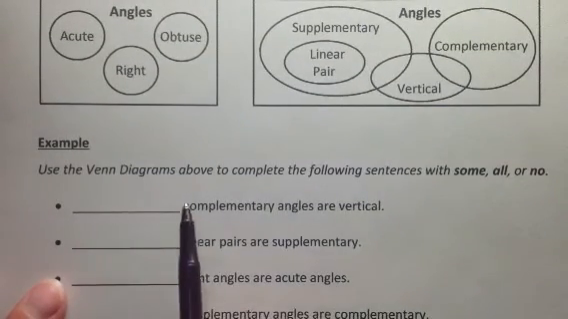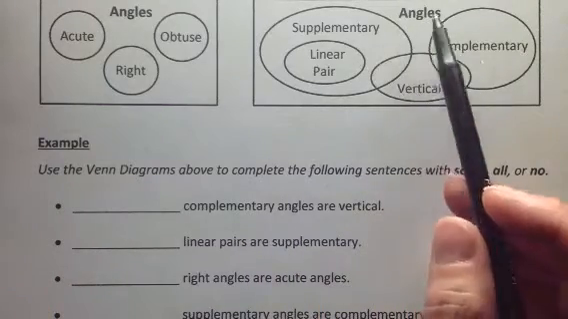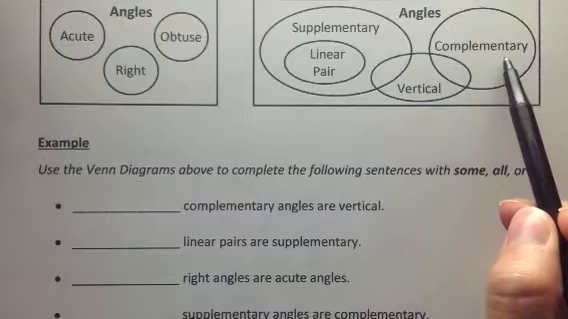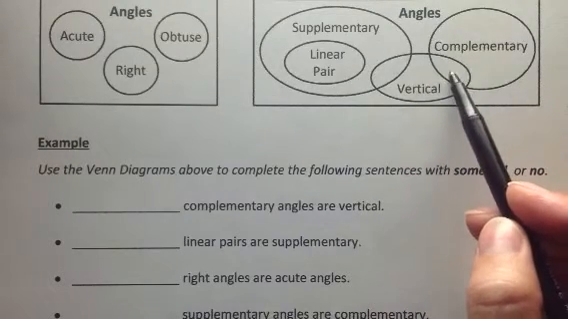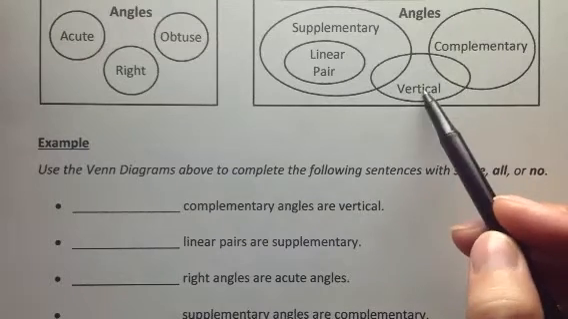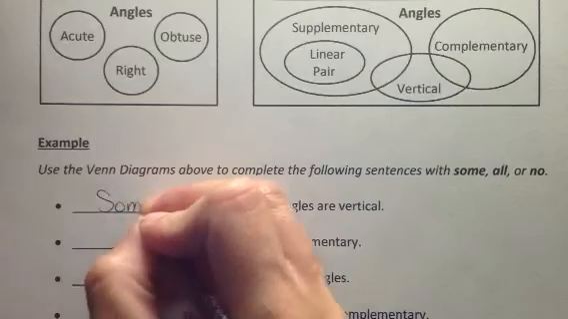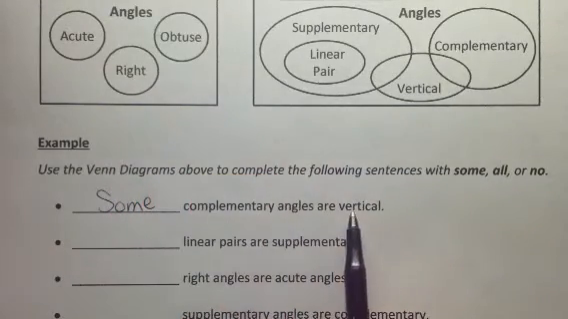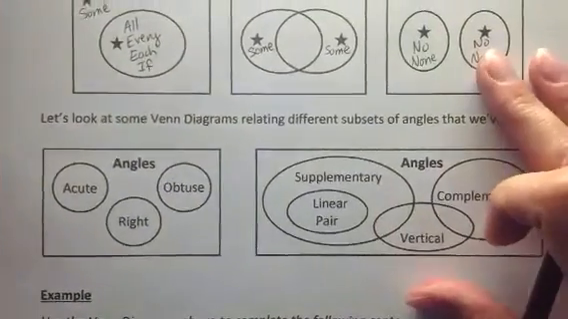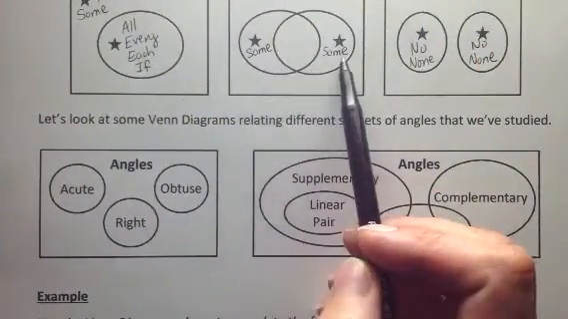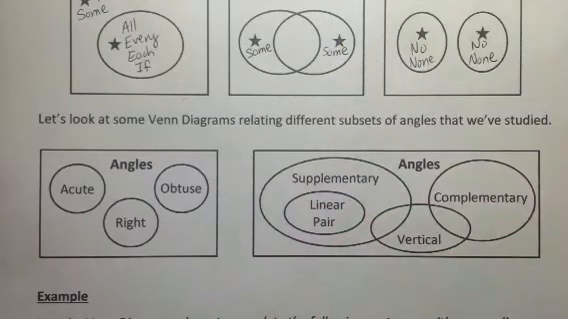Okay, so blank complementary angles are vertical. I'm looking up at this one. I see complementary is in this circle and vertical is in this circle. Because those two are overlapping, I'm talking about two things that are sometimes the same. So some complementary angles are vertical. Just to show you what I was doing above, that's this middle one. If they're overlapping and you're describing this or this, the whole circle is the whole subset, you would be using the word some.